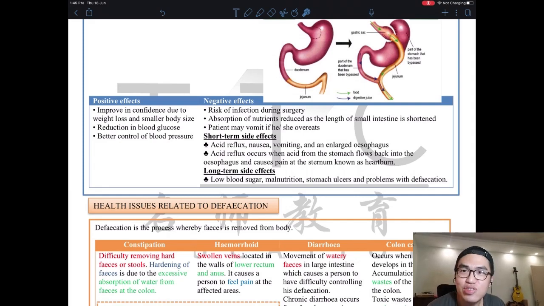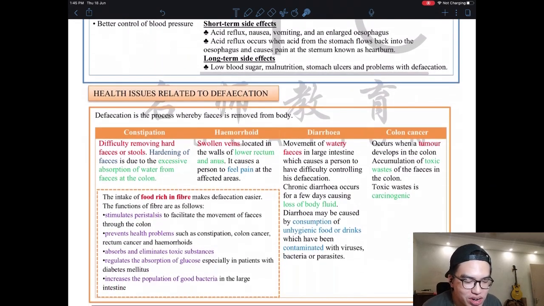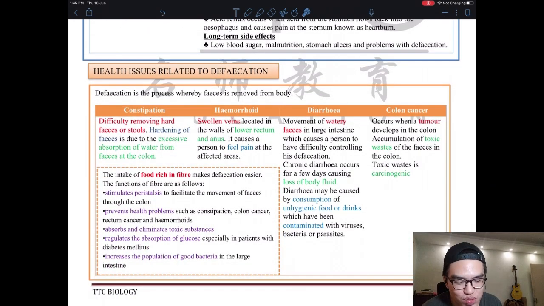So like I said, the best way is to restrict your calories. That's the smart way of doing it. Now, defecation, I already talked about this last week. Constipation. What is constipation? Difficulty in removing hard feces or stool because the stool is too dry, because you don't get enough fiber.